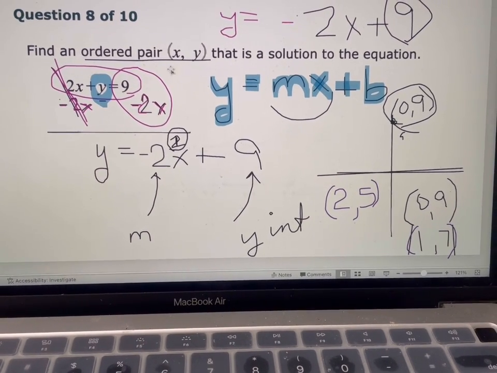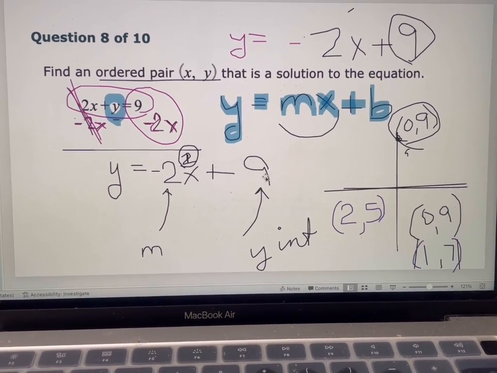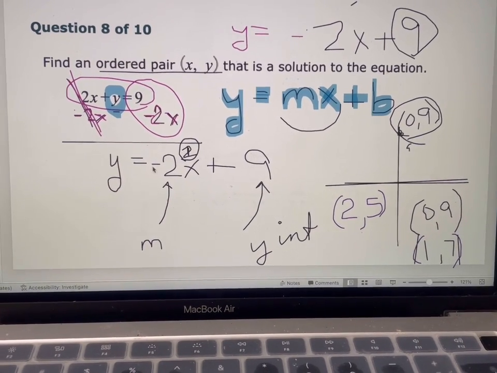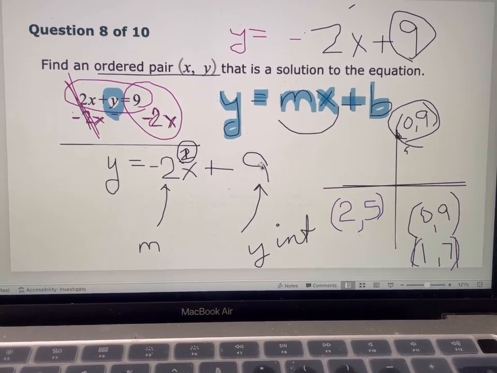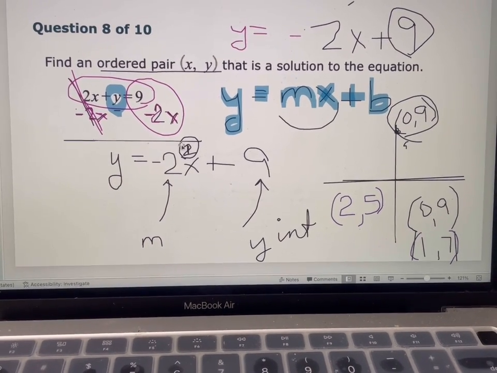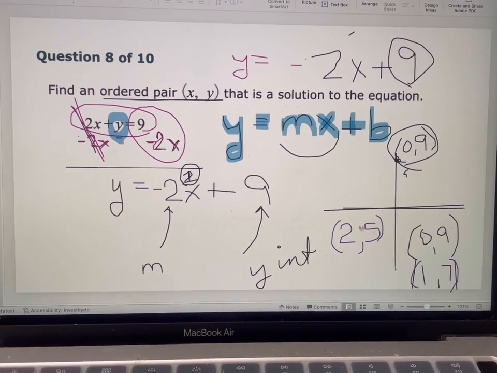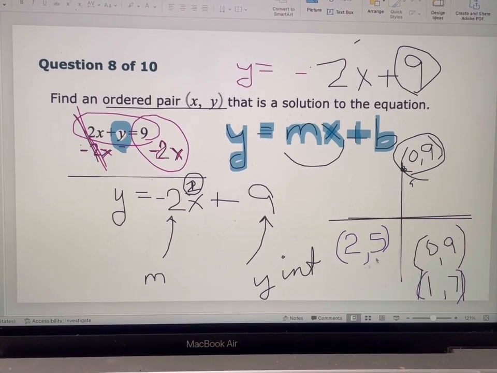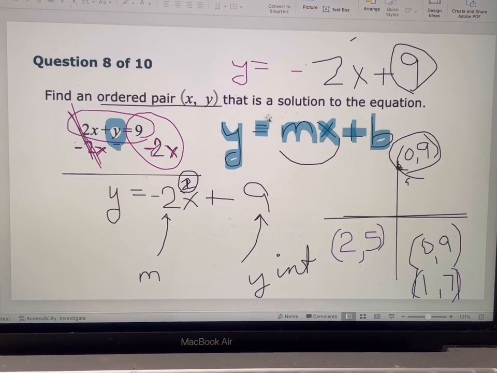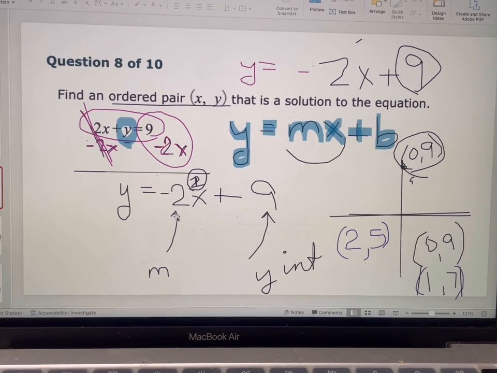So this says find an ordered pair. 0, 9 would be the easiest point to find because 9 is the y-intercept. But then we could also plug in a 1 here. Negative 2 times 1 is negative 2 plus 9 is 7. So 1, 7 is a point. And we could plug in a 2 here. Negative 2 times 2 is negative 4 plus 9 is 5. So 2, 5 is another point. So I found 3 points that you could have used that would have been ordered pairs that are solutions to this equation. In this form, it's easier to see.